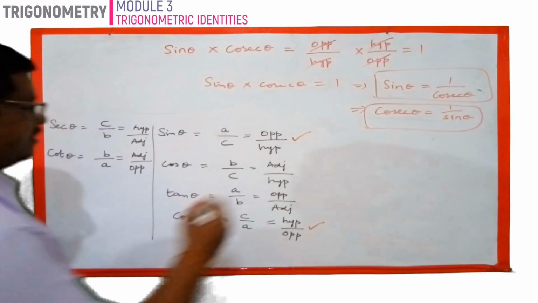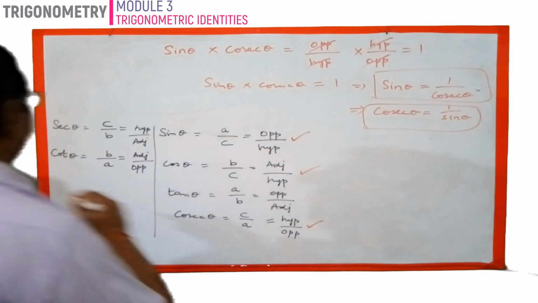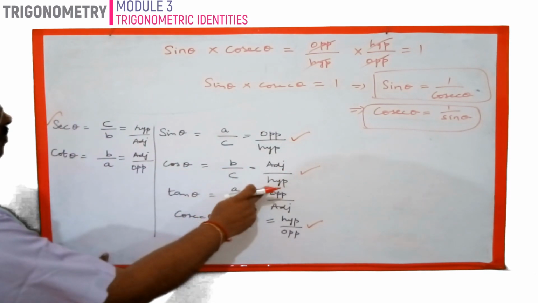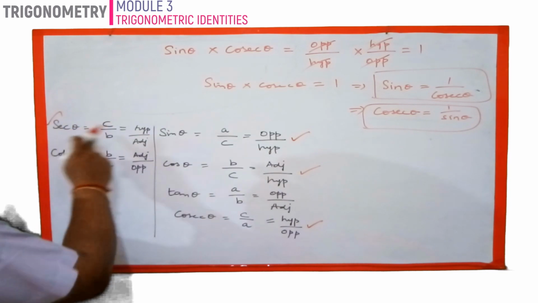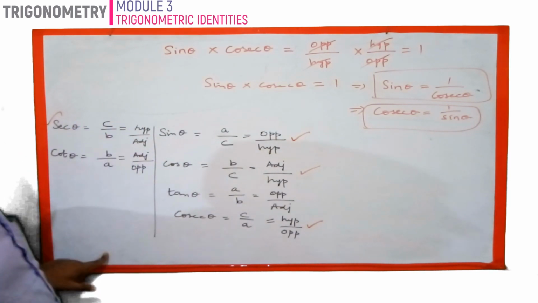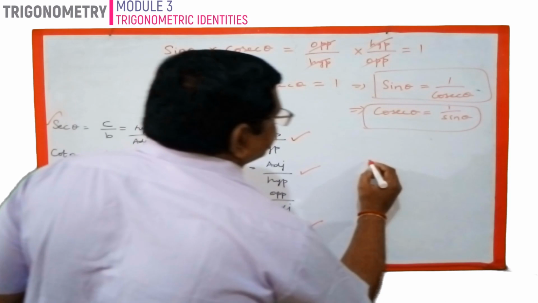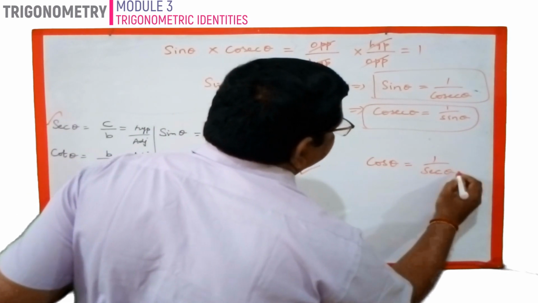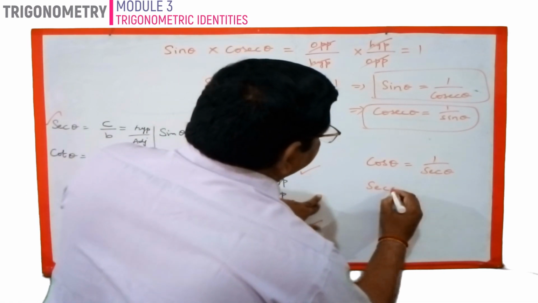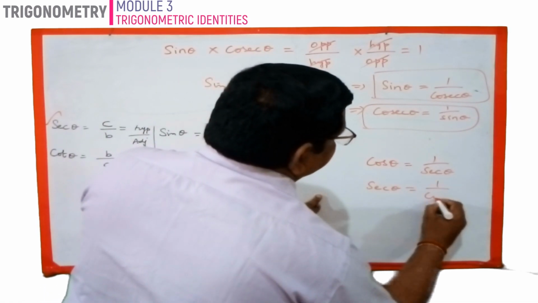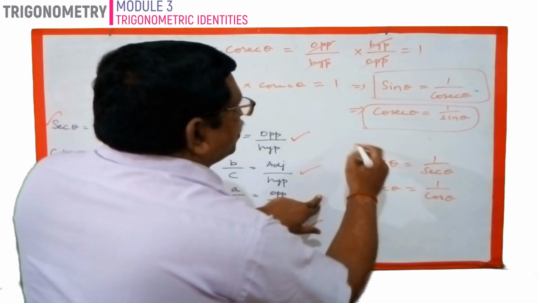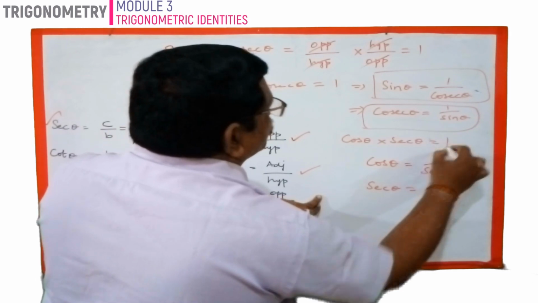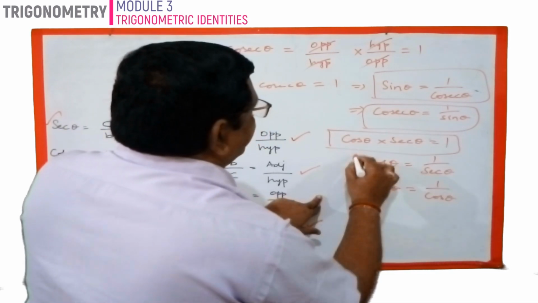Similarly, we can take cos theta and secant theta, check them. Cos theta is nothing but adjacent side by hypotenuse, whereas secant theta is nothing but hypotenuse by adjacent side. In a similar manner we can write cos theta is nothing but 1 by secant theta, or secant theta is nothing but 1 by cos theta. So from these two what we understand is cos theta into secant theta is equal to 1. So we get other 3 formulae.